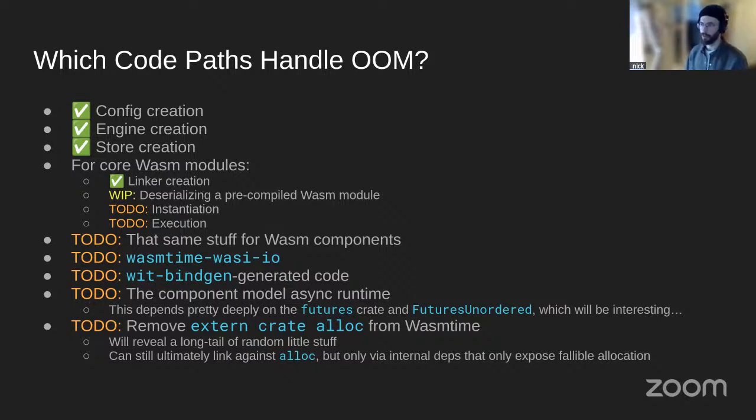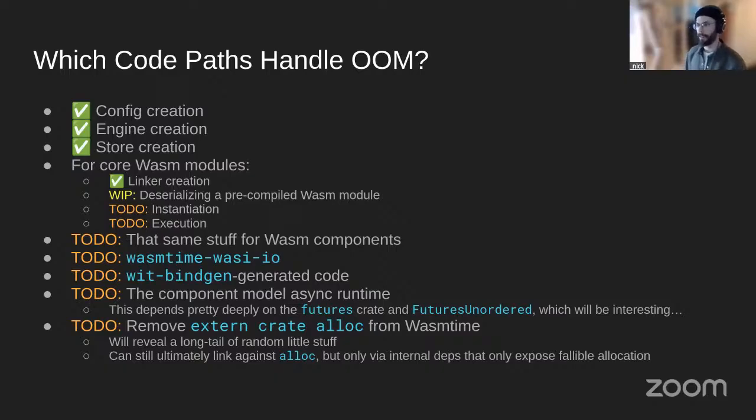Ultimately, the goal is for the Wasmtime crate itself to not have extern crate alloc anymore at all. That doesn't mean that it can't ultimately link against alloc. For those that don't know, alloc is the part of the Rust standard library that depends on a malloc and free implementation. We want to not depend on that directly, and instead only depend on our internal crates, which can link against that, but then expose the new collection types that return out-of-memory errors. So that when you're in Wasmtime, you literally cannot use something that's going to do the wrong thing.